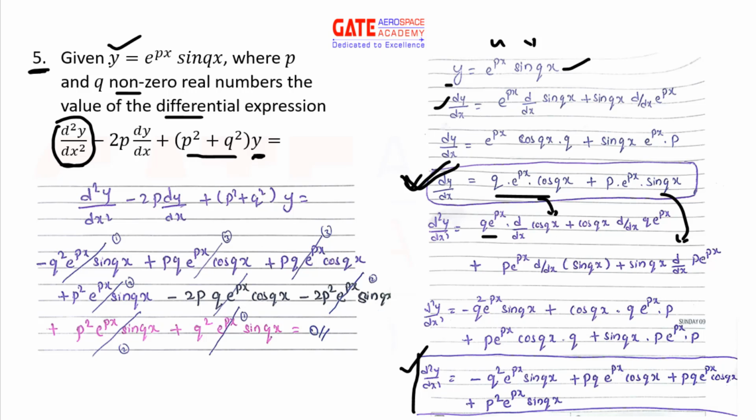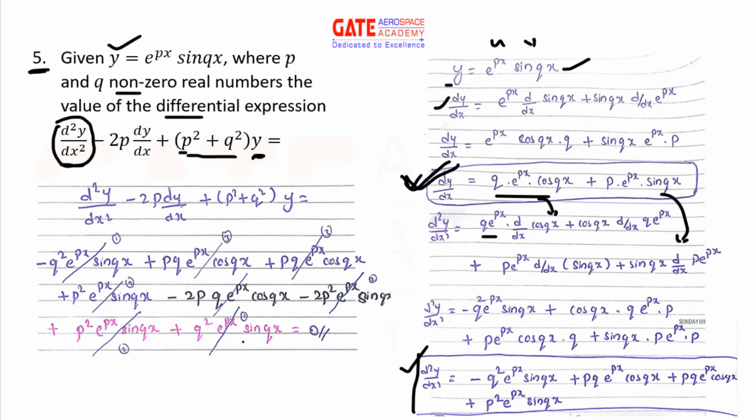We have y already in the question, and we have to multiply p square into y, then plus q square into y. So that is nothing but p square e power px sine qx. Here you can see p square e power px sine qx. Okay, now we got the final expression.